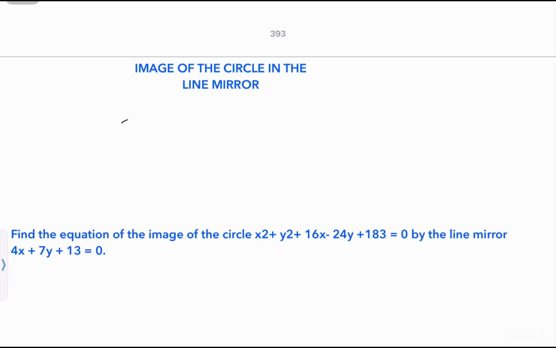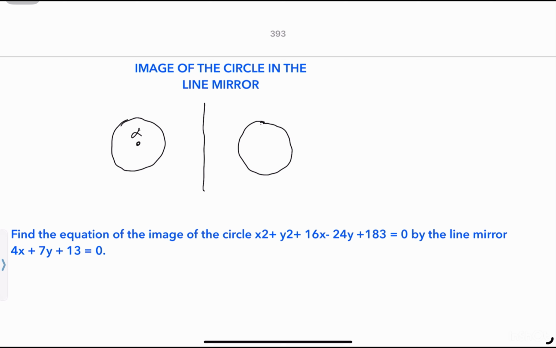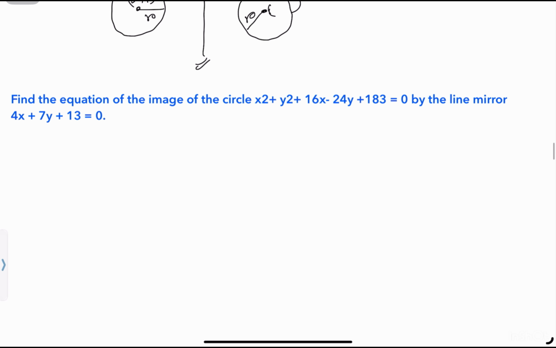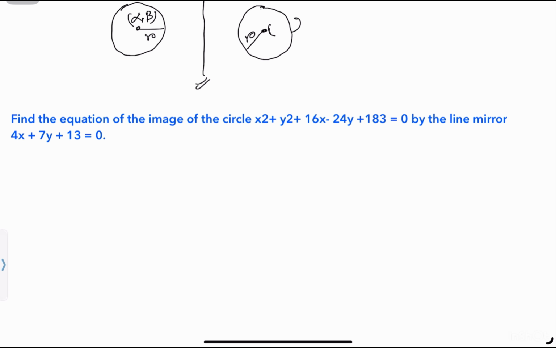Assume here is my circle, and the line is here. What is the image equation of that circle? Assume this circle has center alpha comma beta and radius r. This line equation is lx plus my plus n equal to 0. Now I have to find the circle equation which is the mirror image by this straight line. The radius is always the same. Now I have to find the center of this circle. I will take some questions, not one question, and using these questions I can understand the full concept.